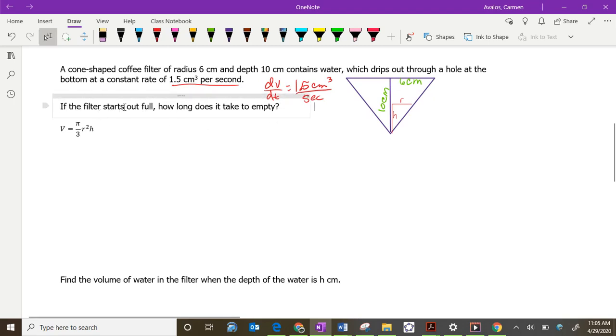In this case, notice how it's not asking at what rate it's falling or anything like that. It's just asking for time. So we really don't need to find the derivative. We could just do some calculations. We know that this is the volume of a cone, so what you do here is fill out the information. V is one third pi, and the radius is 6 centimeters.